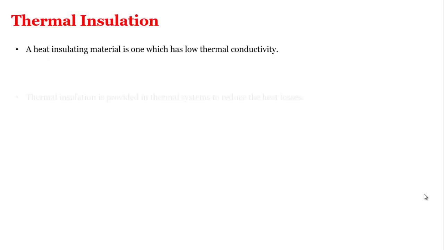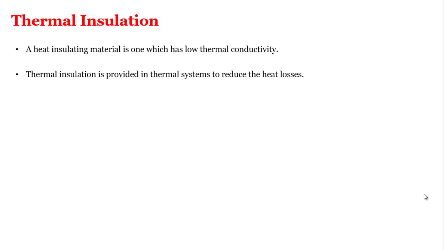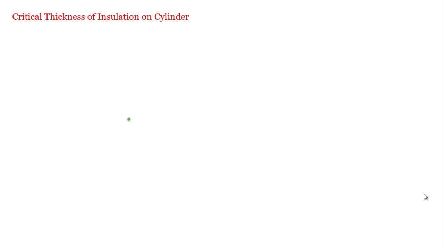Today we study thermal insulation and the critical thickness of insulation. A heat insulating material is one which has a low thermal conductivity. Thermal insulation is provided in a thermal system to reduce heat losses, that is, to reduce the heat transfer rate. So the next topic is the critical thickness of insulation on a cylinder.